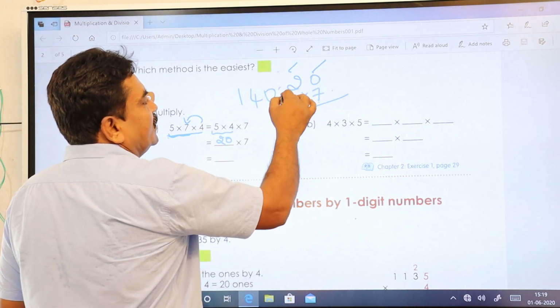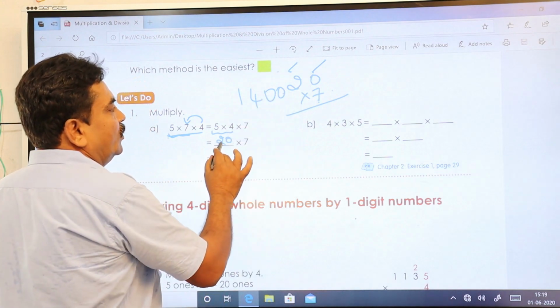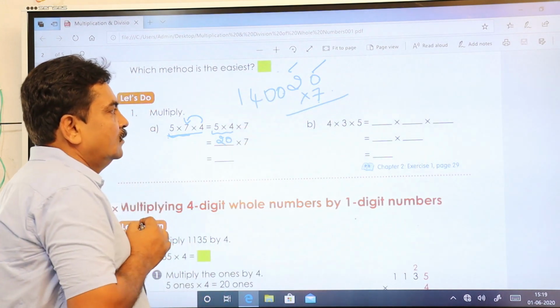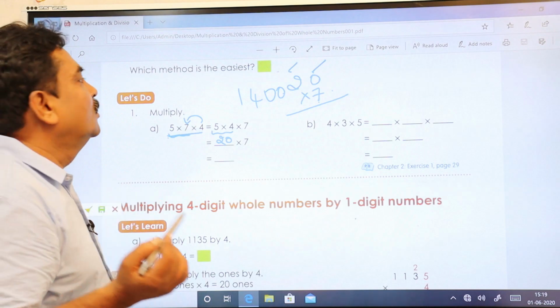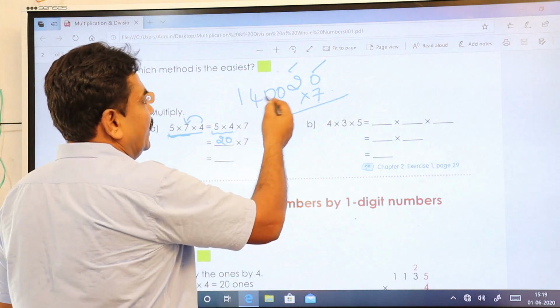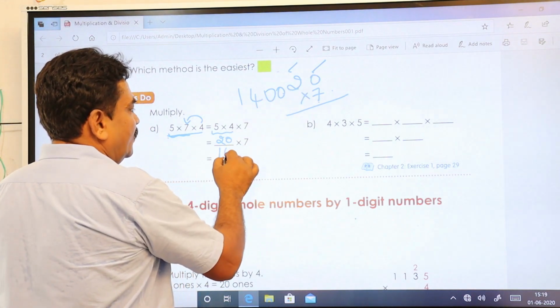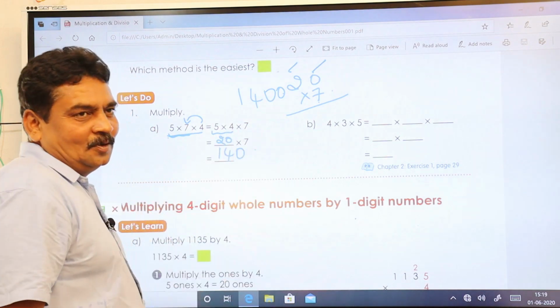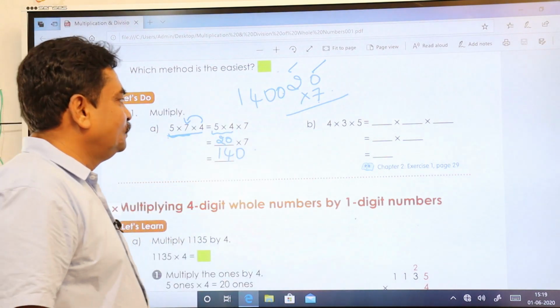Okay, and you have a 0 here, you keep it 0. So 27s are how much? 2 sevens are 14. So this is your 140. 2 sevens are 14 and 140.